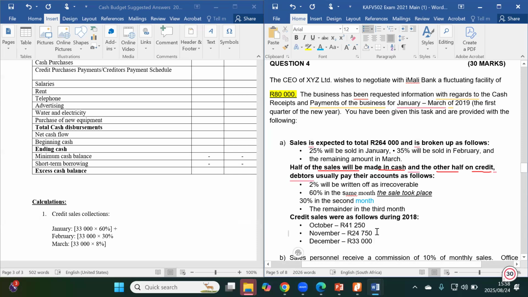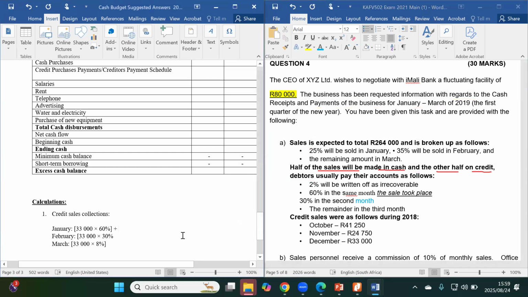All right. Then we come to November. With November credit sales, 60% was collected in the same month when the sale took place. Then the second payment was collected in December, but the third payment for November was collected in January. Are we together there? Yes.